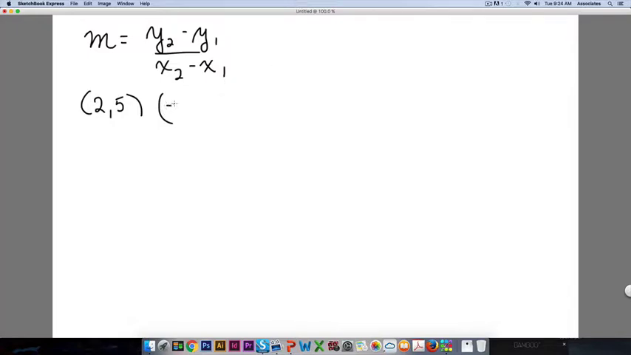So let's check out finding the slope. First, I'm going to label these. This is x from the first part, so this is x sub 1. This is y from the first point, so it's y sub 1. This is the second point, so this is x sub 2. This is y sub 2.